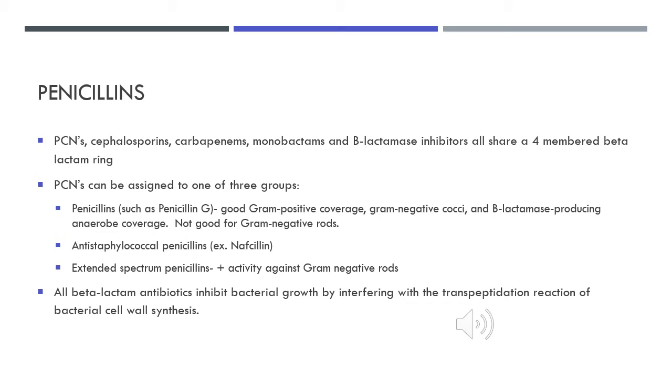The anti-staphylococcal penicillins, like nafcillin, are your second category of penicillins, and the third would be the extended spectrum penicillins. The extended spectrum penicillins have good activity against gram-negative rods. So even within your penicillin categories, you have to understand there are differences. All beta-lactam antibiotics inhibit bacterial growth by interfering with the transpeptidation reaction of bacterial cell wall synthesis.